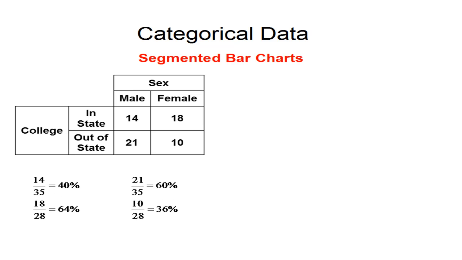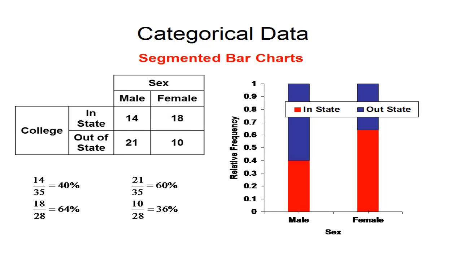Now, what's even better is if we look at this in terms of percents. You can see that we have 14 in-state males out of a total of 35 males. That equals 40%. And 21 out-of-state males out of 35, that represents the 60%. For the females, we have 18 out of 25 that are in-state, and for out-of-state females, we have 10 out of 28. So looking at the bar chart, you can see that both bars will add up to 100%, and this is a little more telling in terms of how we can compare these without even actually knowing the numbers.